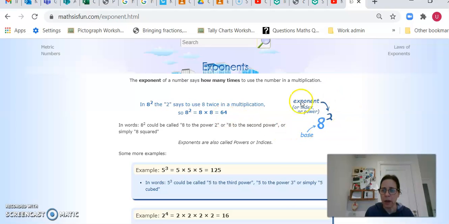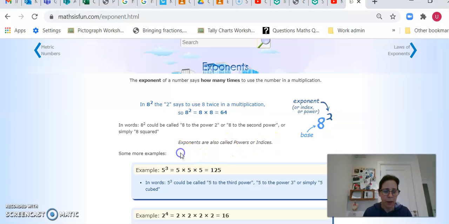Okay, and just to get familiar with the language, here's our number 8. That's the base number. And then the little number that's written on top to the right-hand side, that's our exponent or index or power. Okay, and it says here again, exponents are also called powers or indices. Okay, indices is just the plural of index. It's like vertex and vertices, if you remember those from Shape and Space.